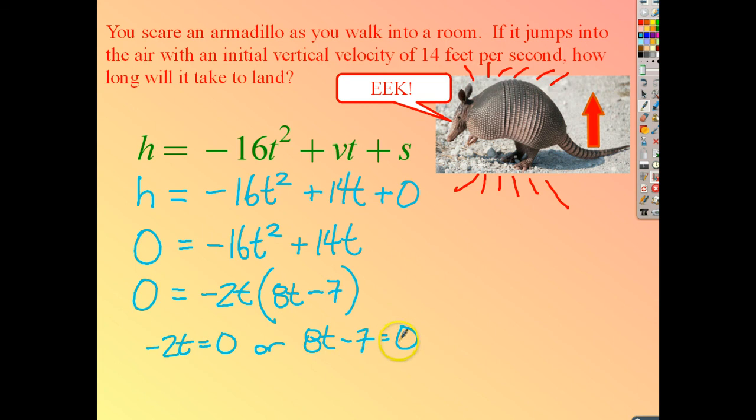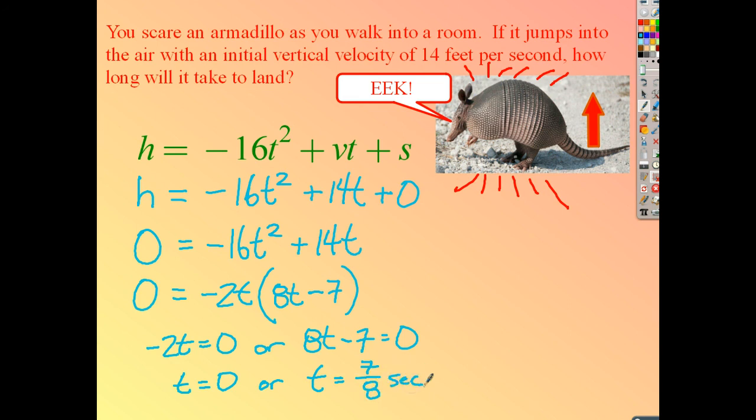I sort of caught myself here because I saw my answer was going to be negative there, and I know that the time can't be negative because the armadillo is not going to land before it jumped. Okay, so go ahead and say t is going to be equal to 0, or we can say that t will be equal to 7 over 8, which is 7/8 of a second.